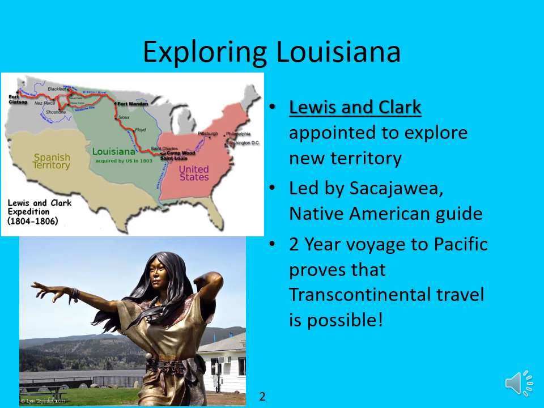So the exploration of Louisiana, Lewis and Clark were appointed to explore this new territory. You can see the map of how they traveled across the continent or across the United States. They were helped by Sacagawea, a Native American guide. This 2-year voyage to the Pacific proves that transcontinental travel is possible. So they obviously went past the boundaries of the Louisiana Purchase into what was previously occupied by actually Great Britain.